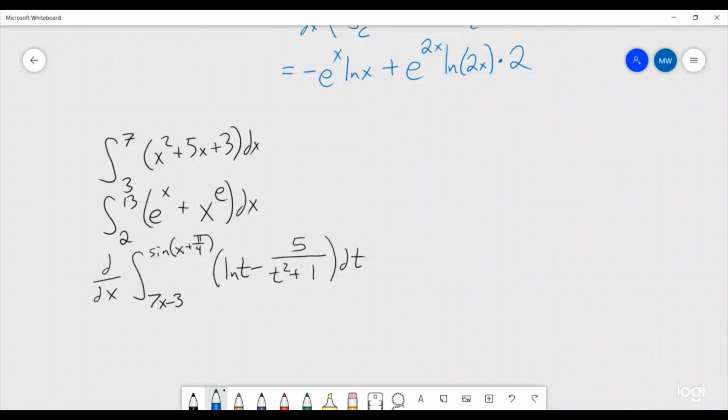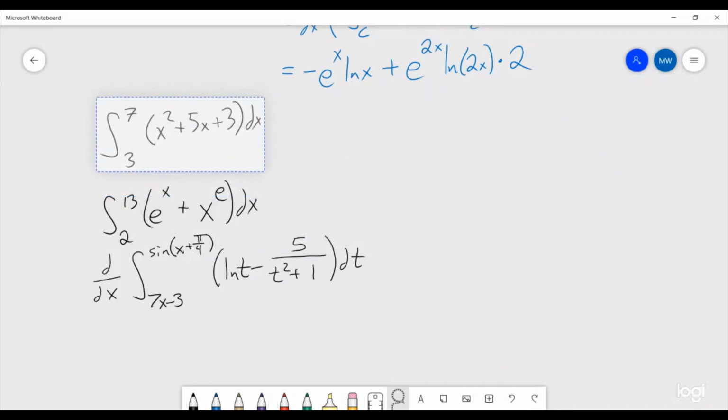So that's what this one is going to be. Now how about these ones here? Okay, this one, the second part of the fundamental theorem of calculus says that we can just find an antiderivative and evaluate it at the endpoints.